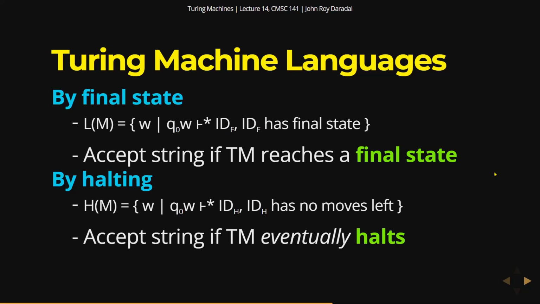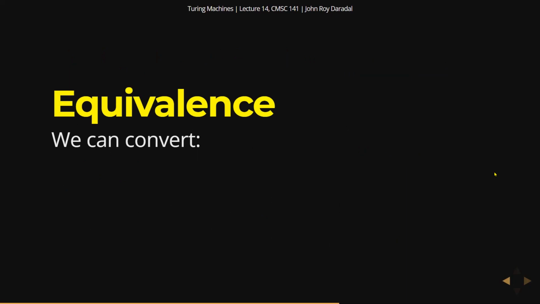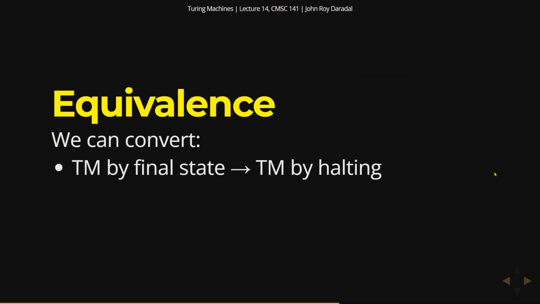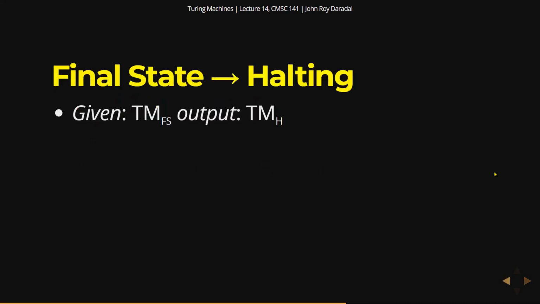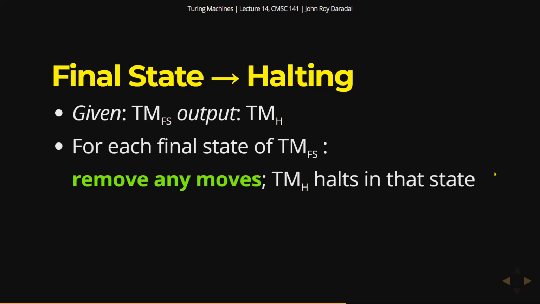And these two are actually equivalent. Okay, we can just convert TM by final state to TM by halting and vice versa. Okay, so how do we convert it? First, if it's from final state to halting, given the TM by final state, for each final state of the given Turing machine, remove any movement so that it will stop. Okay, so the TM halts in that state. So you remove any movement from the final state.